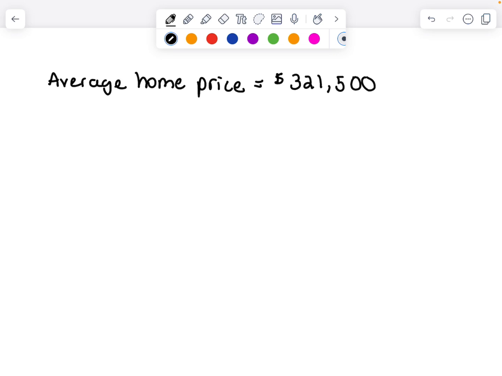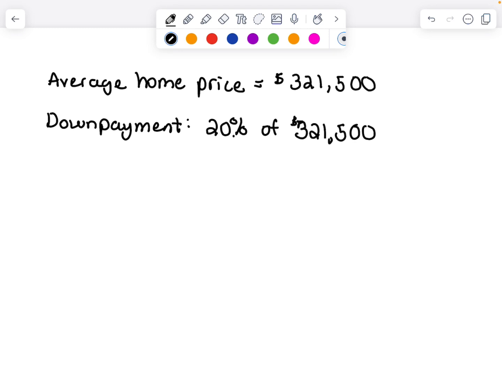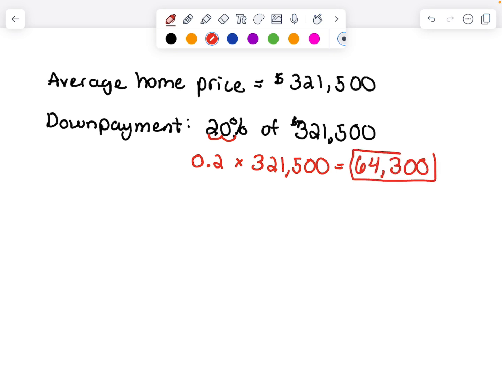Now, home prices vary depending on where you're at, in different areas and so on. But in most mortgage loans, you'll need to put 20% down of the home price. So the first thing you have to do to calculate 20% of this amount is convert that 20% to a decimal value by moving your decimal 2 places to the left, and then multiply that decimal times the 321,500. When we multiply this out in our calculator, we end up that we need $64,300 as a down payment for this house. So that's our savings goal.